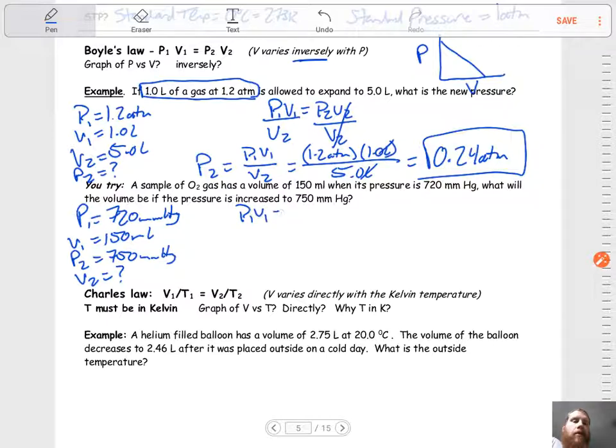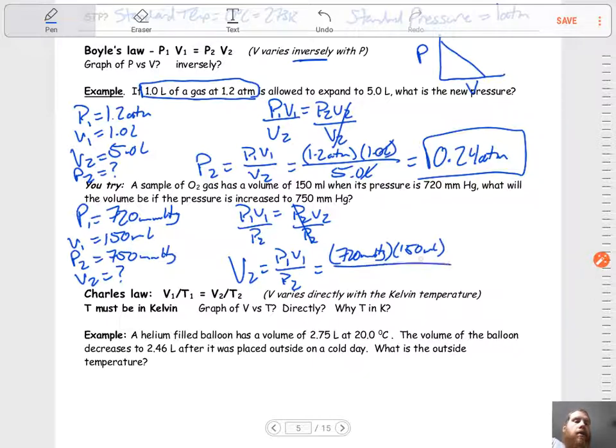So P1 V1 equals P2 V2. I'm looking for V2, so divide by P2. So V2 equals P1 V1 all over P2. Now it's just plug and chug. So 720 millimeters mercury multiplied by 150 milliliters all over 750 millimeters mercury. Those are going to cancel out. So when I look at this, my new volume is going to be about 140 milliliters. If you got 144, that is correct.